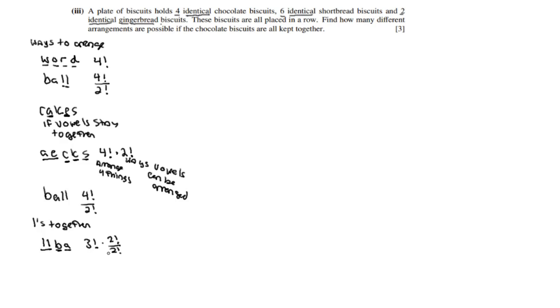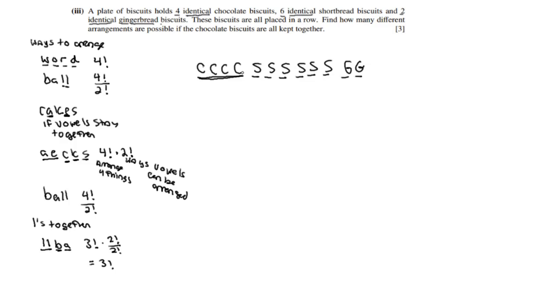I mean, if they're identical, there's only one way for them to go because they're identical. So I don't really have to do that part. Anyway, let's go look at our problem now. I've got these chocolate biscuits, and then I got the shortbread, and I got the gingerbread. But these chocolate ones are going to stay together.